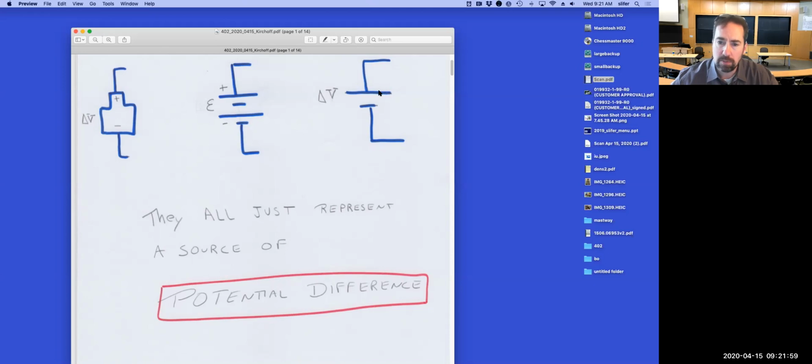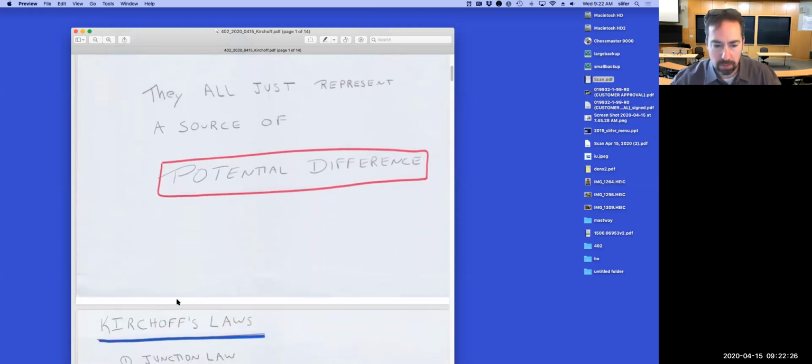I've also seen it sometimes in shorthand notation where you have one long, one short, kind of a short version of that. And again, this just means the same thing. These all just represent a source of potential difference in your circuit. It's like going to a different part of the country and people say things slightly differently, although they mean the exact same thing. It's that kind of idea here.